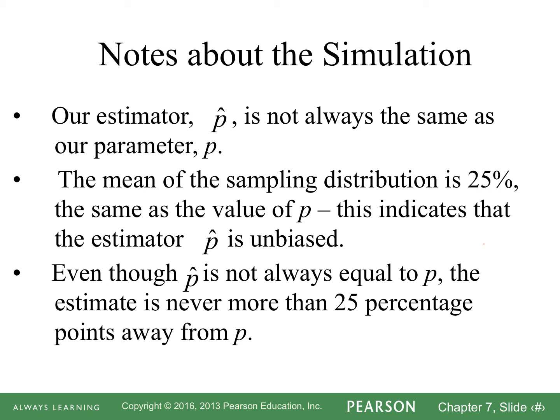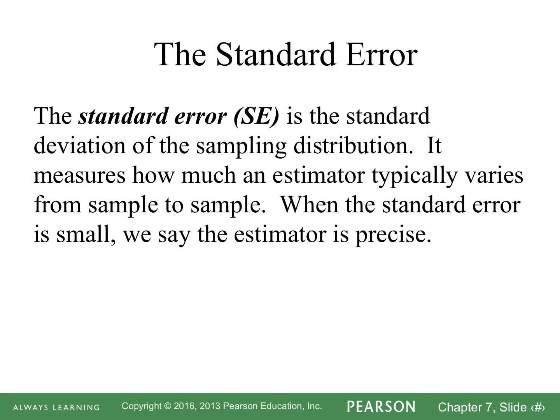The mean of the sampling distribution is 25%. So it ended up being the same value as p, which is our target. And this is an indication that the estimator, p hat, is unbiased. So the estimator, our sample, how we did everything, is an indication that it was accurate. And even though p hat is not always equal to p, the estimate is never more than 25 percentage points away from p. When we talk about precision, now we're talking about standard error.